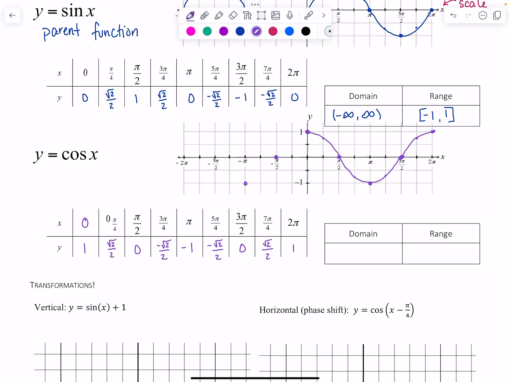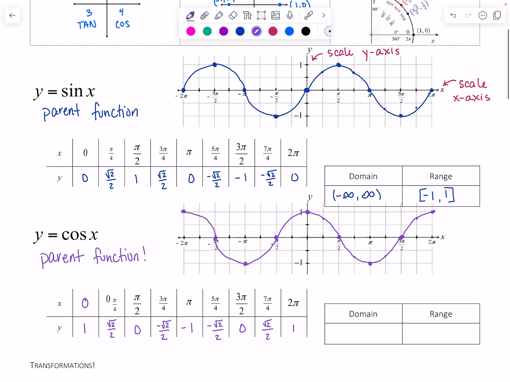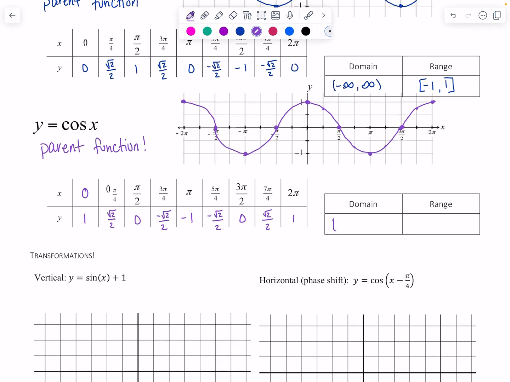And again, you'll start to see how I just plot the zeros and the max and mins here, because you can use your curve to show the other points. That's your cosine, and again, this is your parent function, so get to know it. The big key is that cosine starts at 1 on your y, and sine starts at 0 on your y. Again, our domain and range are the same here: the domain is negative infinity to infinity, and our range is from -1 to 1. You'll notice again how the y and x-axis are scaled there.